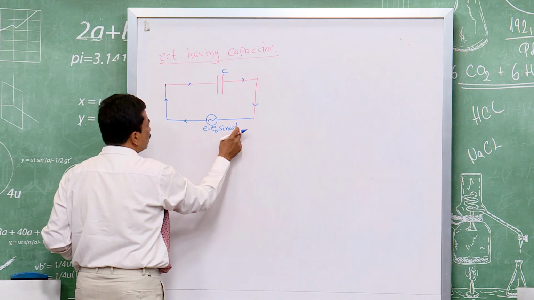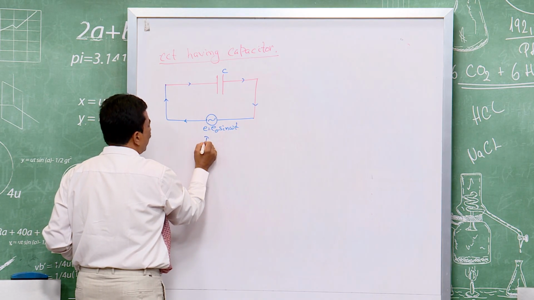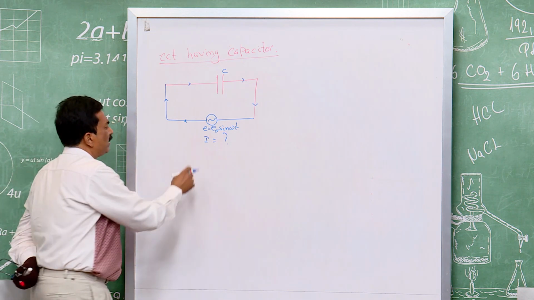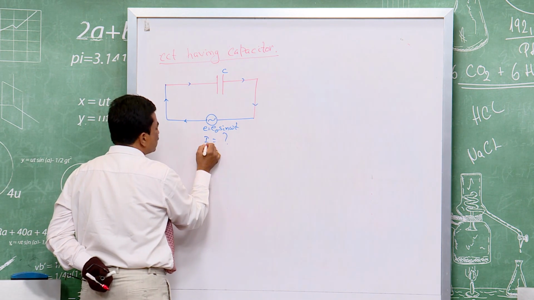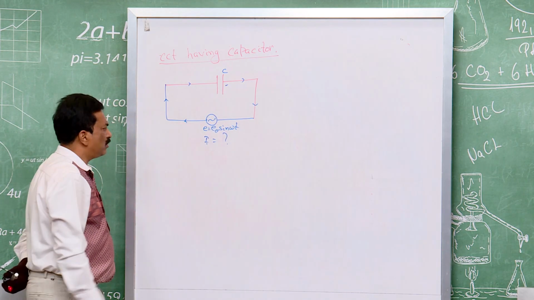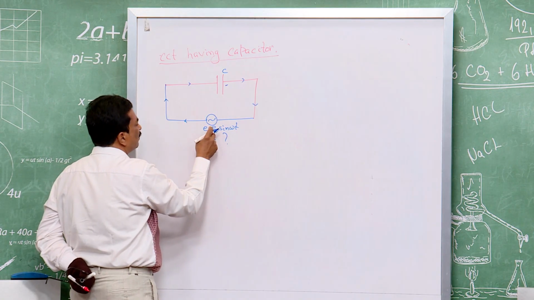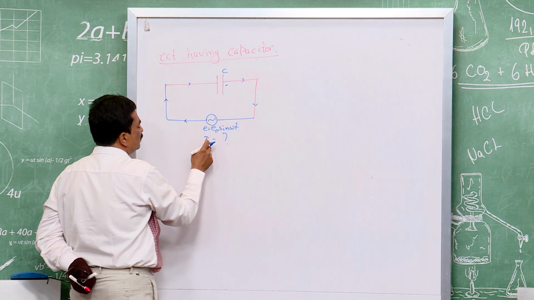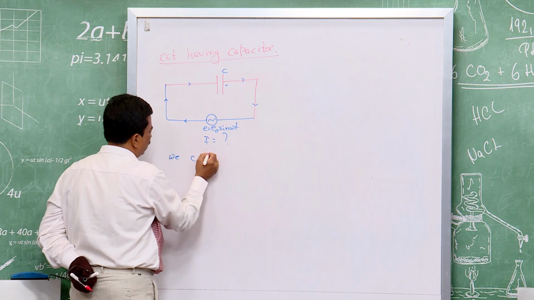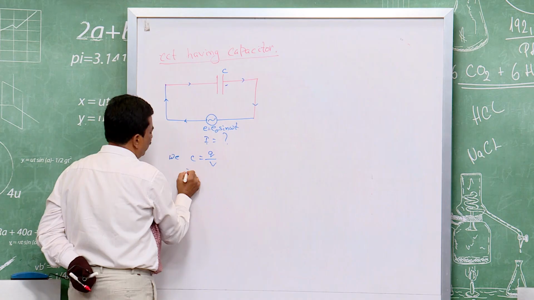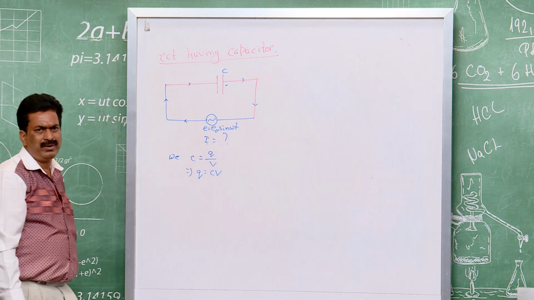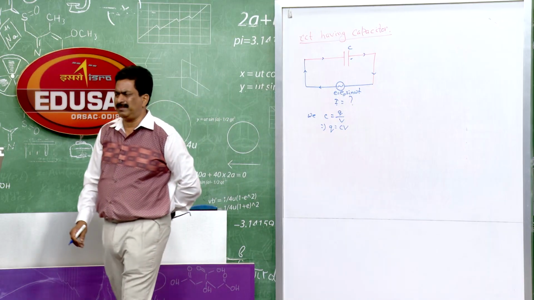So, if E is equal to E0 sin omega t, we have to find the value of I. We are interested in finding I, which has to be determined by using C and E. So, by using C and E, we have to find the expression for I. We know C is equal to Q by V, meaning Q is equal to CV.